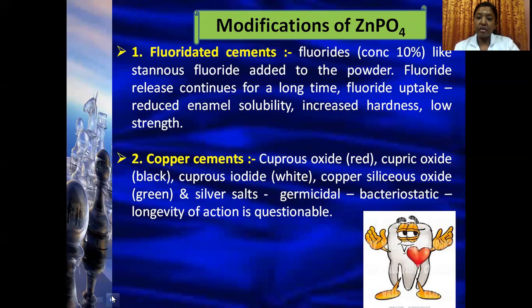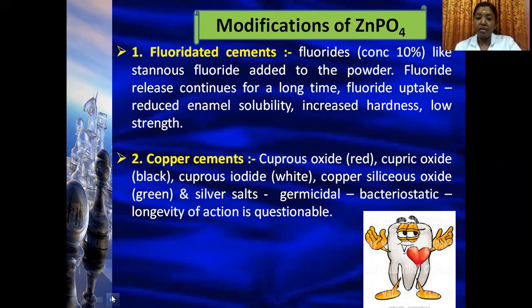So some modifications of zinc phosphate have been done in recent times so as to improve the properties of zinc phosphate cement. Fluorides like stannous fluoride, etc. have been added at a concentration of about 10%. So fluoride gives you a longer effect. Over a period of time, fluoride continues to be released, and it makes the fluoride available for the enamel to absorb, and it thereby increases the hardness of the enamel. However, there is low strength of this material.